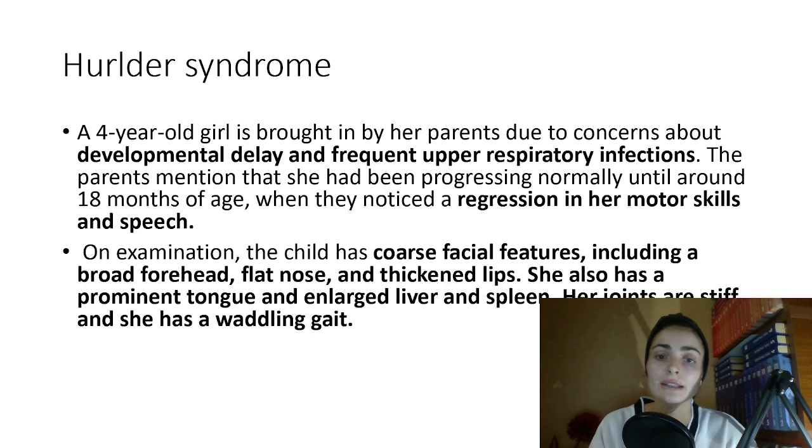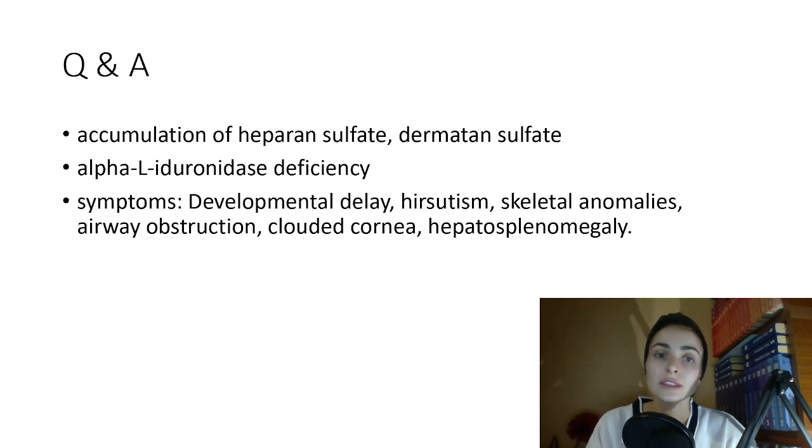On examination, the child has coarse facial features, which we already mentioned, including broad forehead, flat nose, and thickened lips. She also has a prominent tongue and enlarged liver and spleen. Her joints are stiff and she has a waddling gait. In Hurler syndrome, there is an accumulation of the substances heparan sulfate and dermatan sulfate. They are parts of the extracellular matrix, and this happens because of the enzyme alpha-L-iduronidase deficiency.